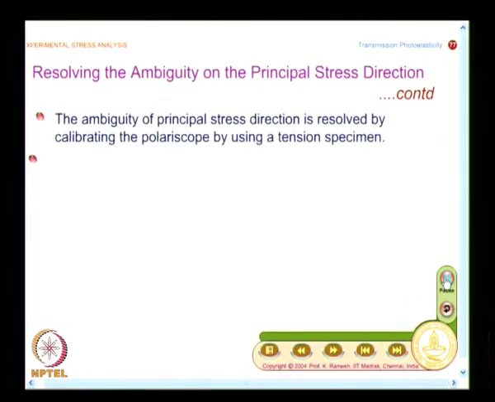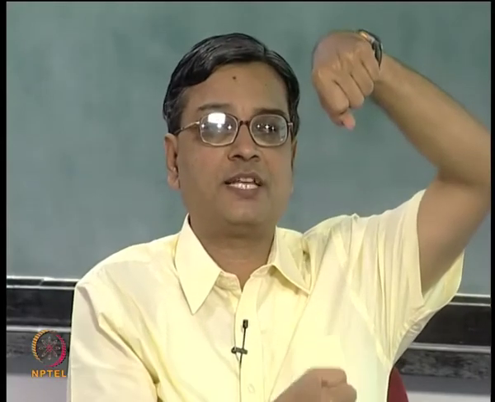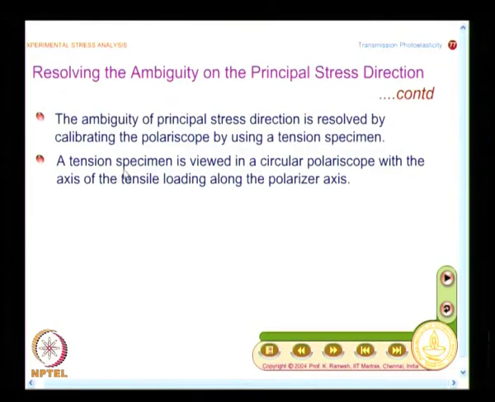So, what I have here is I can do this by taking a tension specimen. When I take a tension specimen, what do I know? I know the principal stress direction, because that becomes the major principal stress direction. I am pulling it like this, perpendicular to this there is no stress. So, the maximum principal stress direction is the direction of the pulling. And what I do here is the tension specimen is viewed in a circular polariscope with the axis of the tensile loading along the polarizer axis. I take up a very simple problem and then I align it with the polarizer axis.